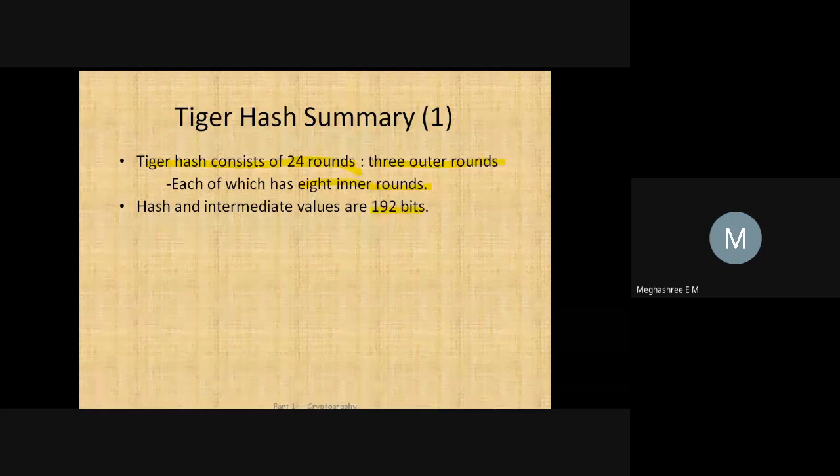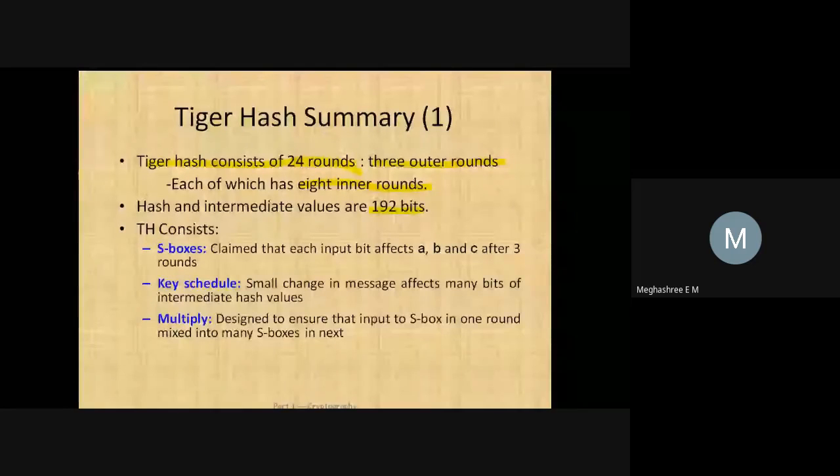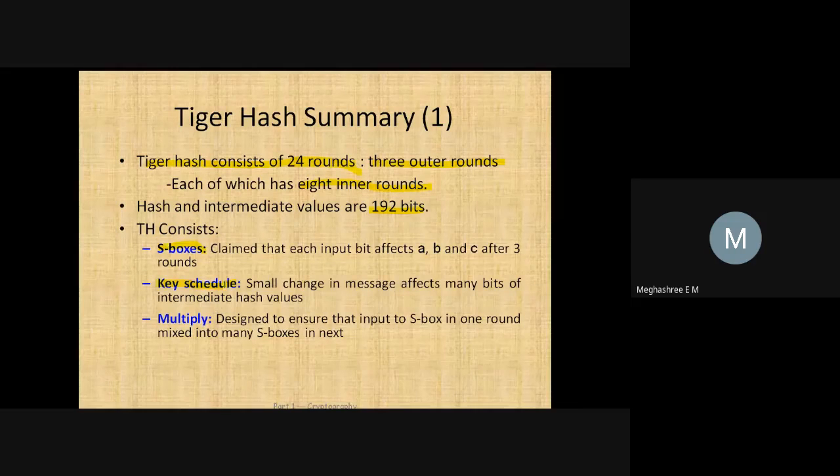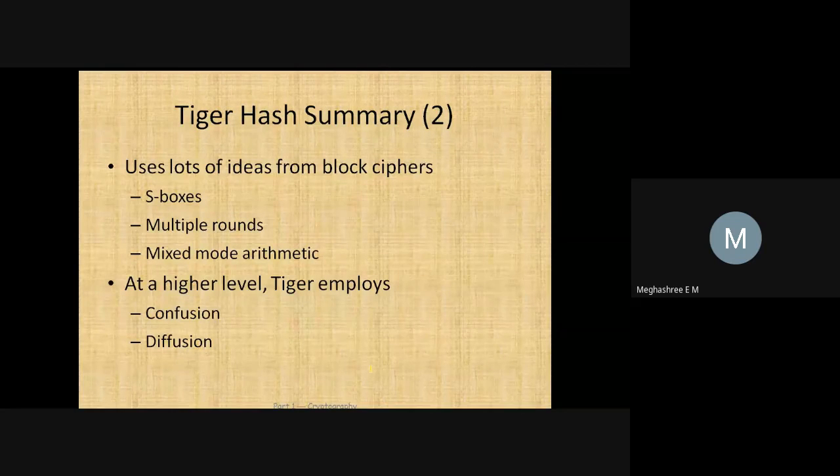You can summarize generally that it consists of S boxes and also a key schedule, where a small change in the message affects many bits in the intermediate hash value, and multiply where S boxes are involved. As I said, this ensures the strong avalanche effect. So that is about the Tiger hash function. And at the end, you can conclude that Tiger employs confusion and diffusion.